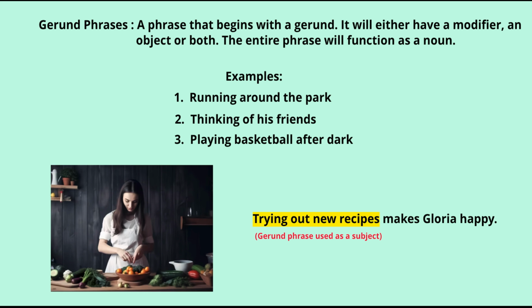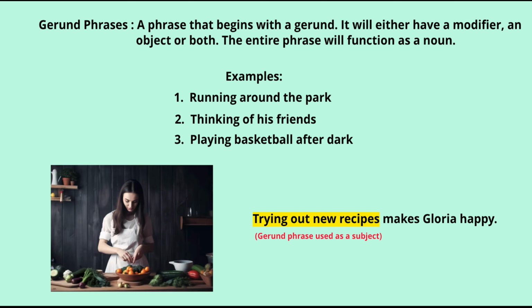Gerund phrases. A phrase that begins with a gerund will either have a modifier, an object, or both. The entire phrase will function as a noun. Examples: running around the park, thinking of his friends, playing basketball after dark.